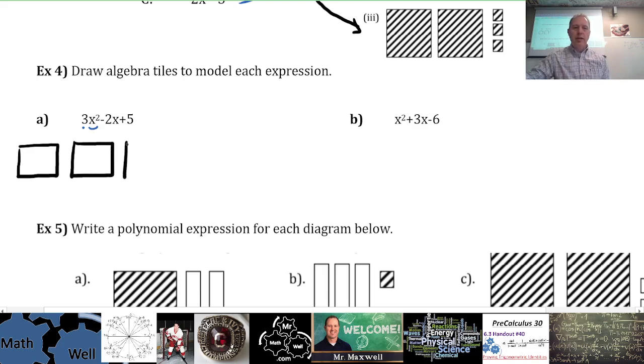So 3 large squares that are not shaded in. Good. I need 2 x tiles. Those are the long rectangles. And should those be shaded or not? Shaded, right, because it's negative. So it doesn't matter how you draw them. They should be the same length as the squares, and we'll draw two of them just like this. Good. And then plus 5. So that is the small little squares and not shaded in, right? Okay, so let's go ahead and draw 5 of those.